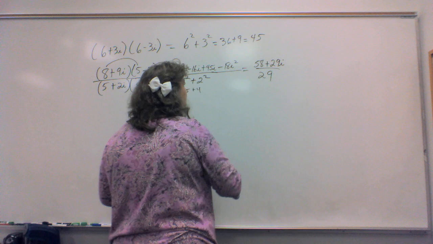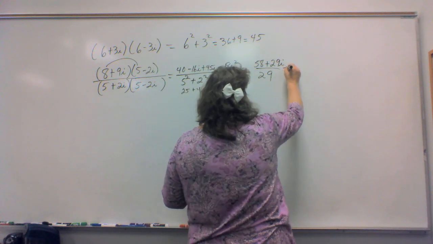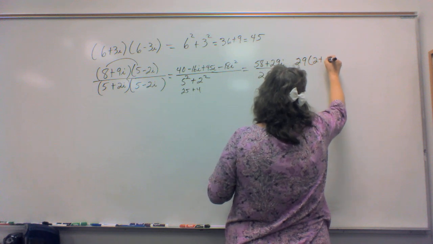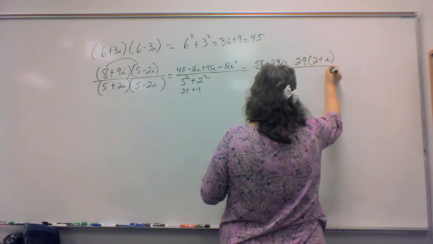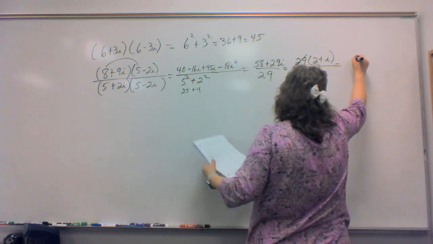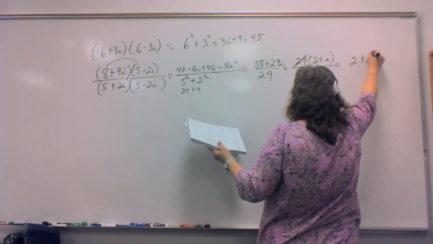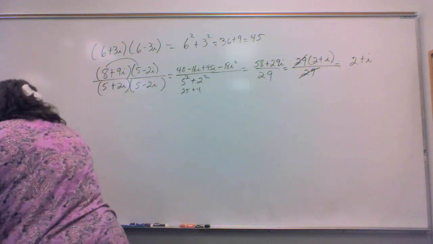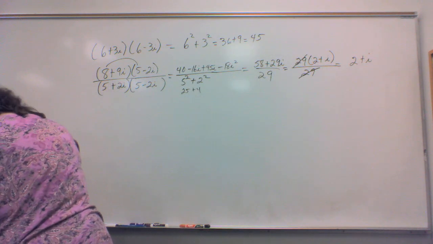Okay, now we can factor a 29 out of the top over 29. These 29s will cancel, leaving me with 2 plus i as your answer. Okay, now let's look at another one.